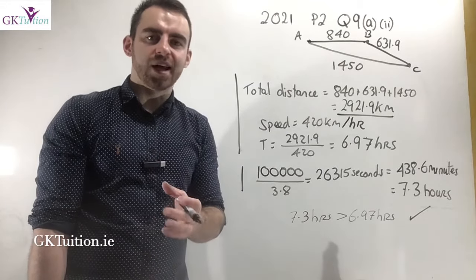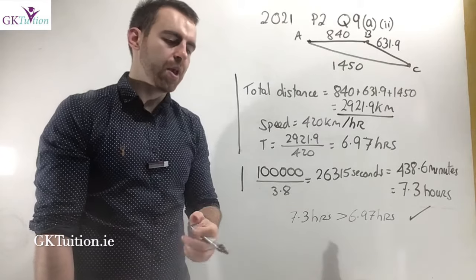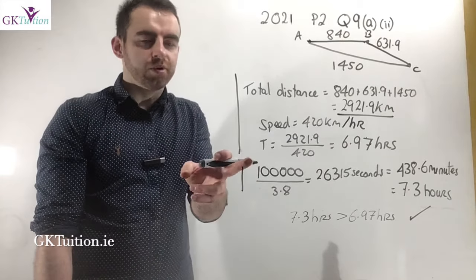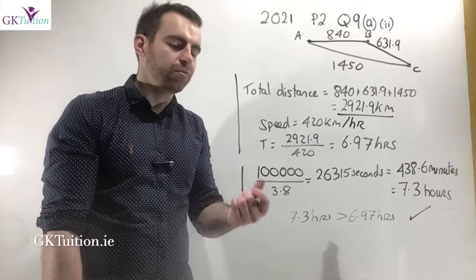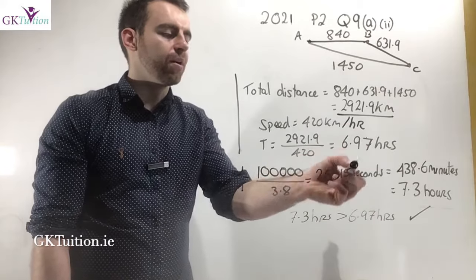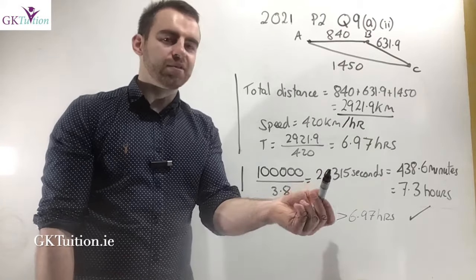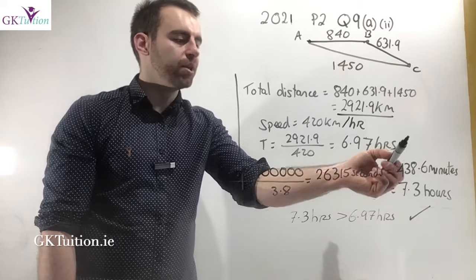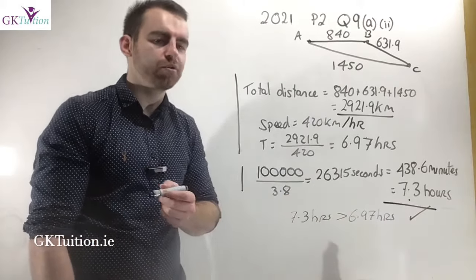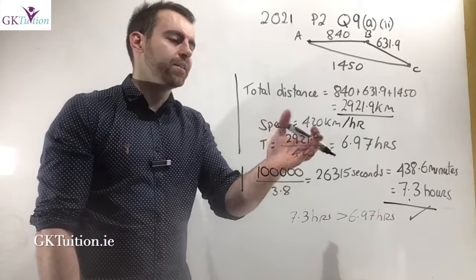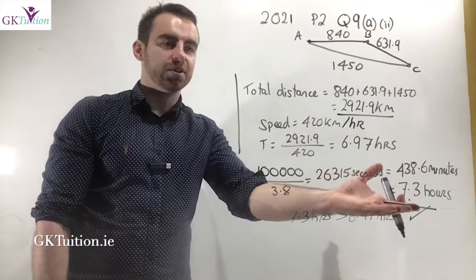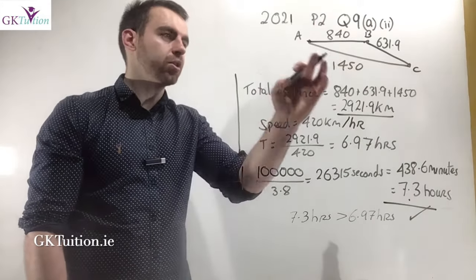I know that every second the plane uses 3.8 litres of fuel, and it can hold 100,000 litres of fuel. So 3.8 into 100,000 tells me that the plane can continue flying for 26,315 seconds. Since I had this in hours, I decided to convert this into hours as well. So I divide by 60, that gives it to me in minutes, divide by 60 again, and that gives it to me in hours. So I've worked out the plane can travel for 7.3 hours without stopping. And this journey takes 6.97 hours. So clearly the plane's capacity is sufficient that the plane can travel the whole journey without refueling.